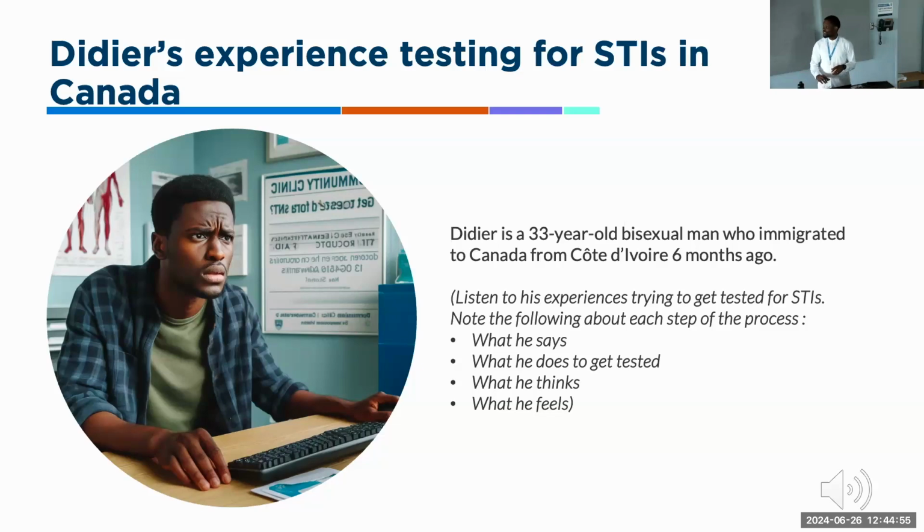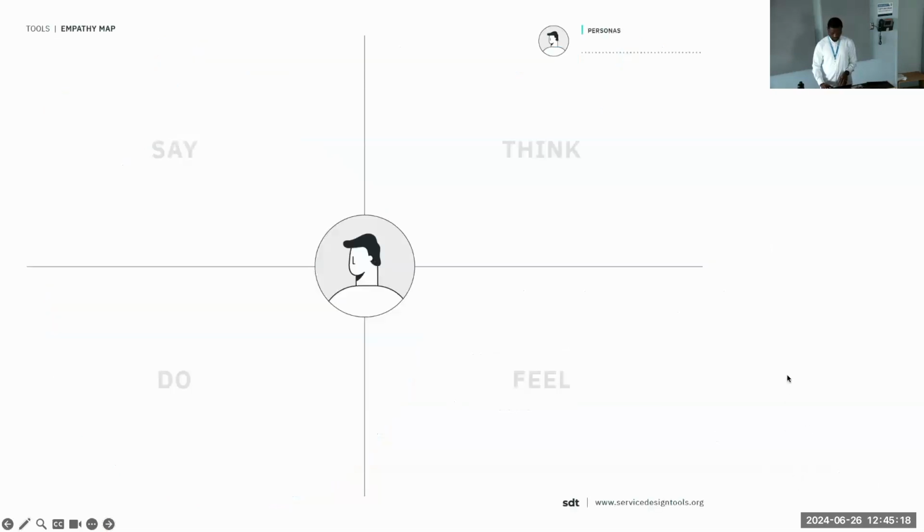I will encourage you to listen to his story. Swathi, if it's possible to send or drop the file in the chat also, that'll be fine. So we've also put a script of what Didier's story is about. But hi, my name is Didier Kone. I'm a 33-year-old French-speaking man who immigrated to Canada from Ivory Coast about 6 months ago. I am bisexual and I have... So I'm going to pause this for now. Can you please share?